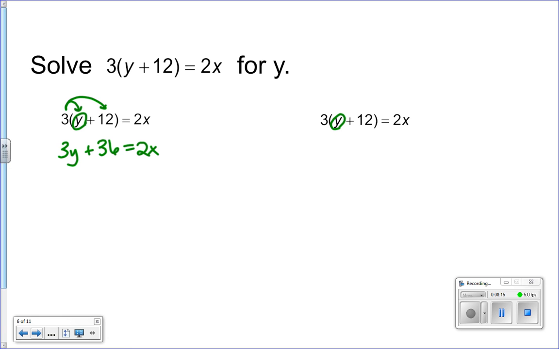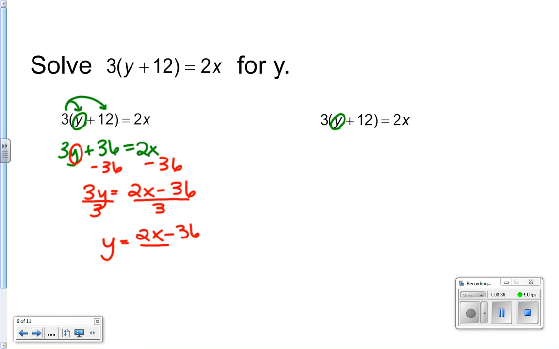Okay, if I'm trying to get to that y, I'm going to start undoing everything. Right, here's my y, so I'm going to subtract the 36. So 3y equals 2x minus 36. And then I'm going to divide by 3 so that y equals 2x minus 36 all over 3. Okay, that's one way of doing it. Works just fine. Okay, you can also take care of the 3 ahead of time, right? If distribution is really just multiplication and we're trying to undo that, let's just go ahead and divide right off the bat.